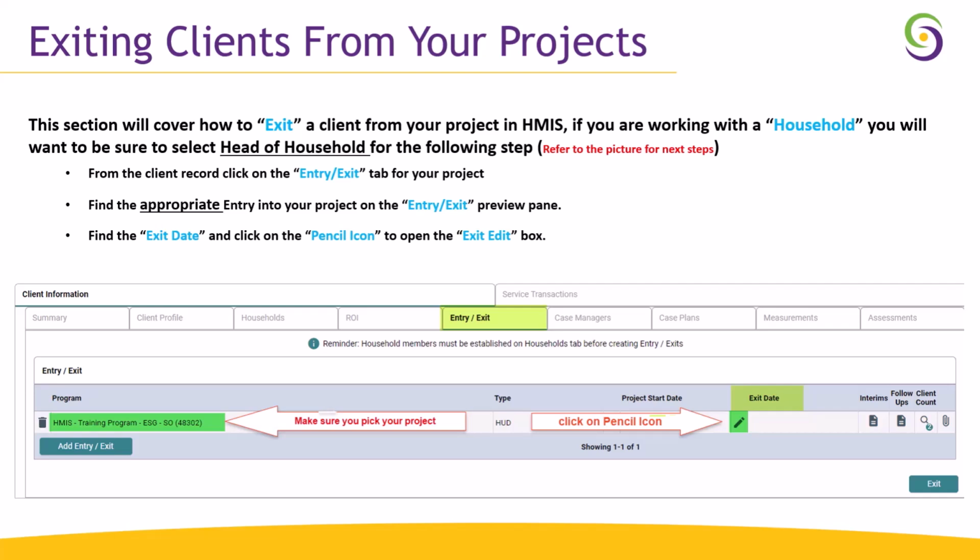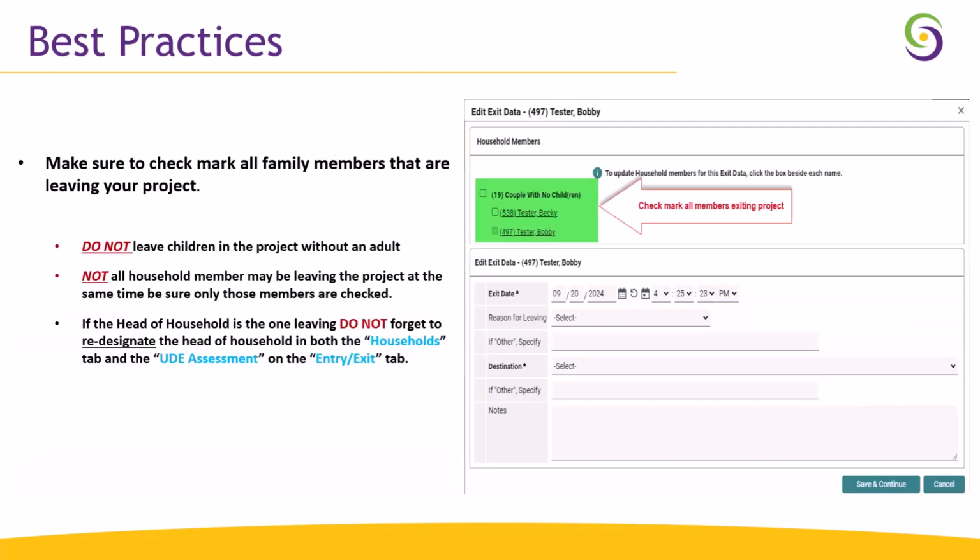Once you have located your client's profile, you want to click on the Entry Exit tab and locate your project. It's important to always make sure you are EDA'd in the correct project before exiting your client. Next, you will locate the exit column, which is directly across from your program entry, and click the pencil icon. This will open up the Edit Exit data box.